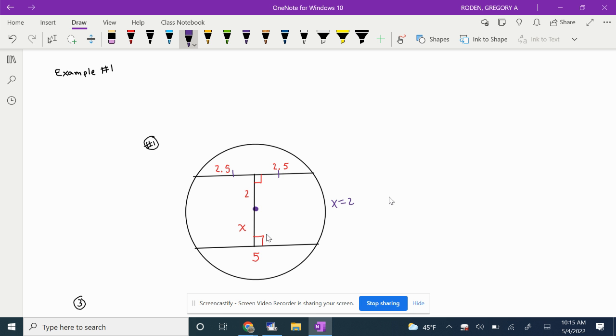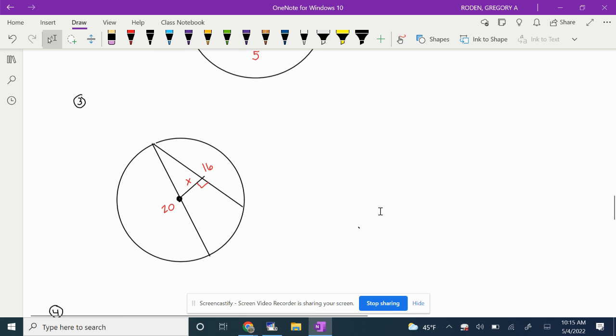All right. We're good with that? And we know this is 5 here. So this has got to bisect it down here. So we're good to go. So this is congruent to this. Therefore, x is 2. Any questions? Will, you doing okay with this? Good. Okay. All right. Next problem.